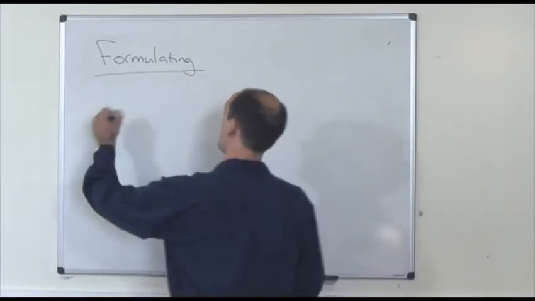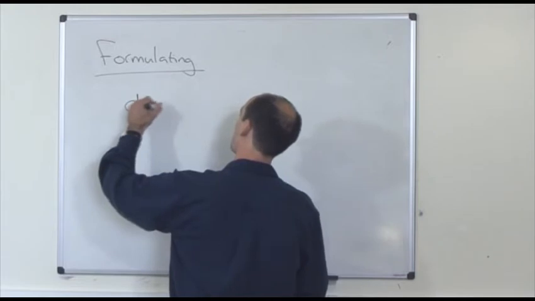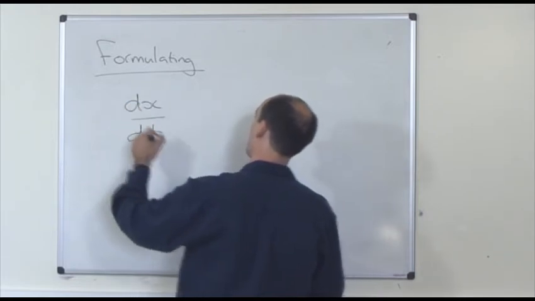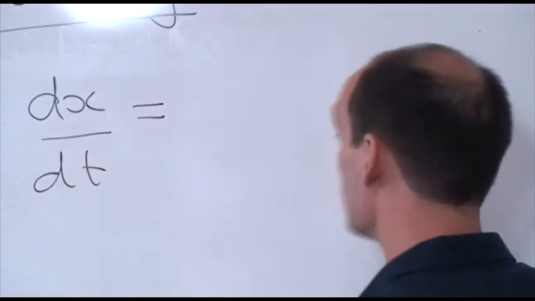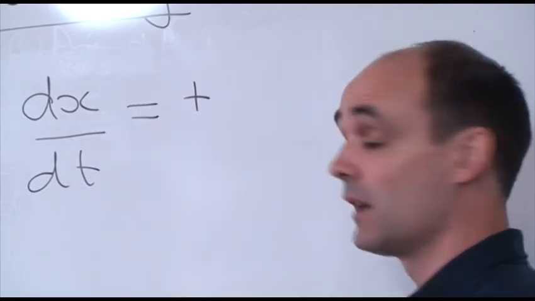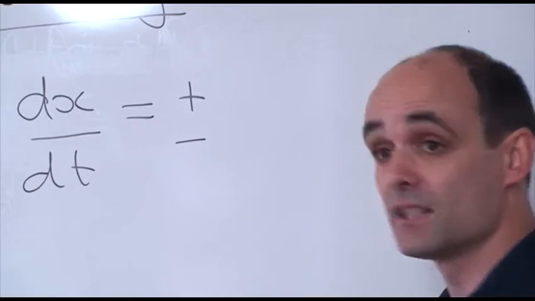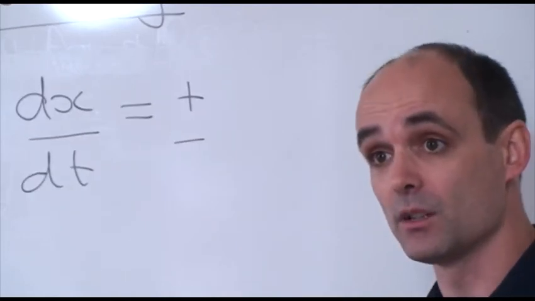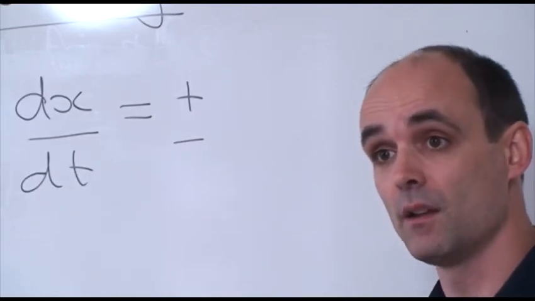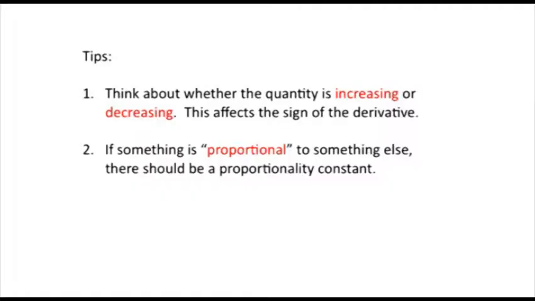So what does that mean? That means if you've got some quantity, let's call it x, which is changing with time. If it's an increasing function, you would have a plus sign. If it's a decreasing function, you would have a minus sign. The thing on the right needs to be positive if it's an increasing quantity. It needs to be negative if it's a decreasing quantity.